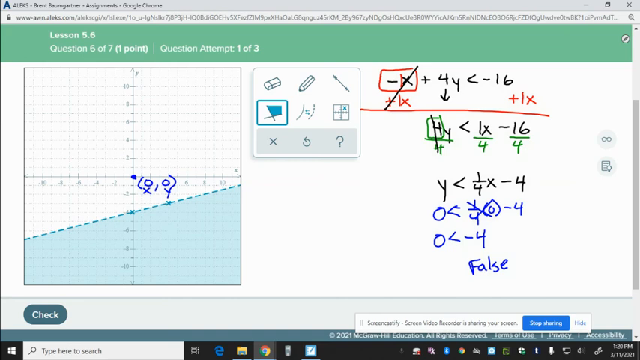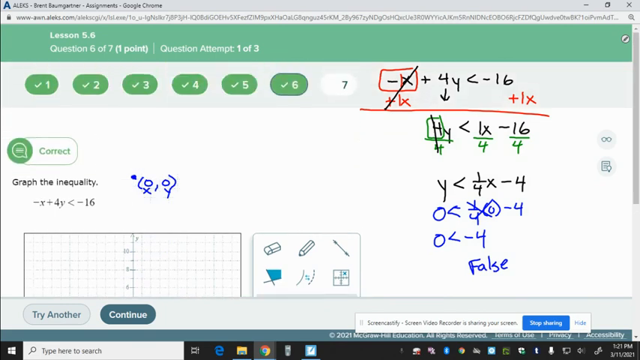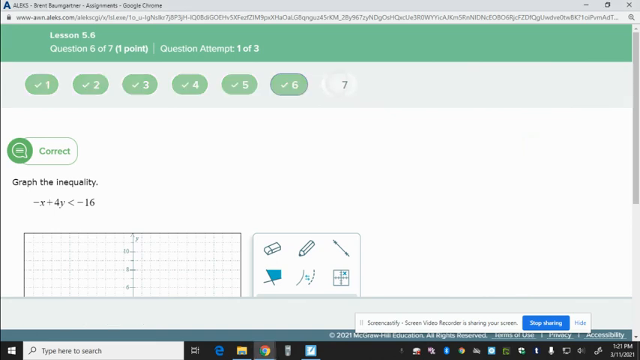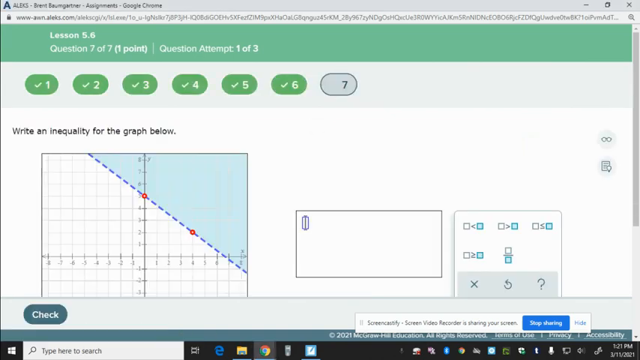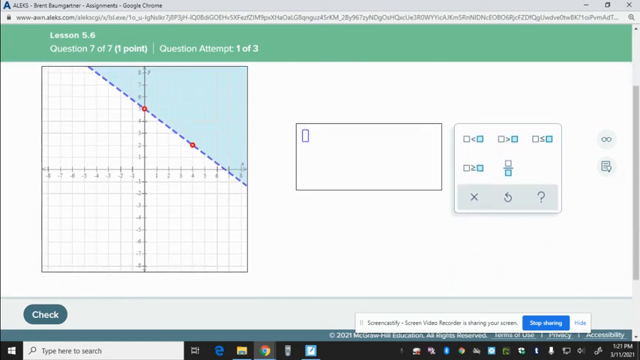Okay, we got time for one more question. We can check that answer too. Now you got 3 attempts to do each problem. Let's see what this last question is all about. Let's go to number 7, everybody. Okay, now this one, you have to write the inequality for that graph. Well, let's take a good look at this.